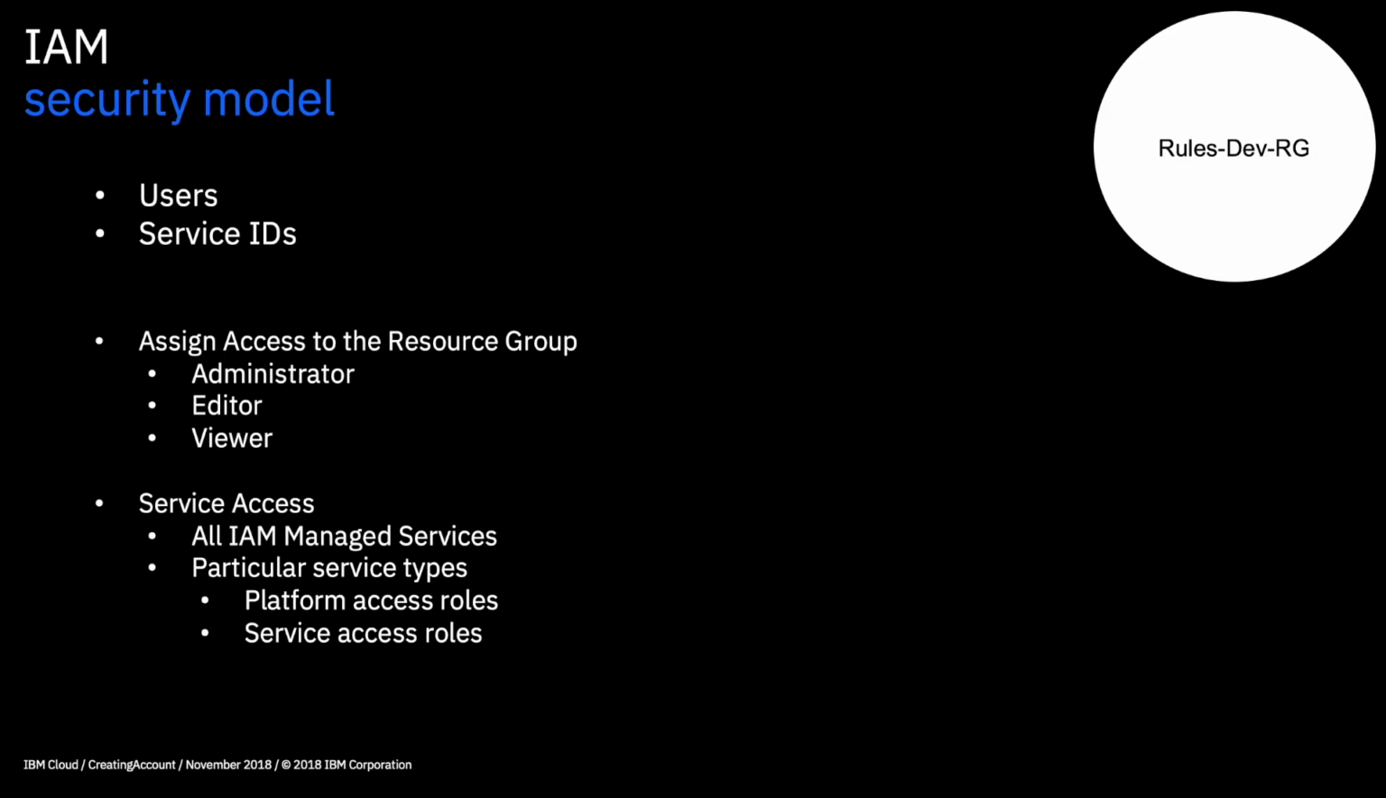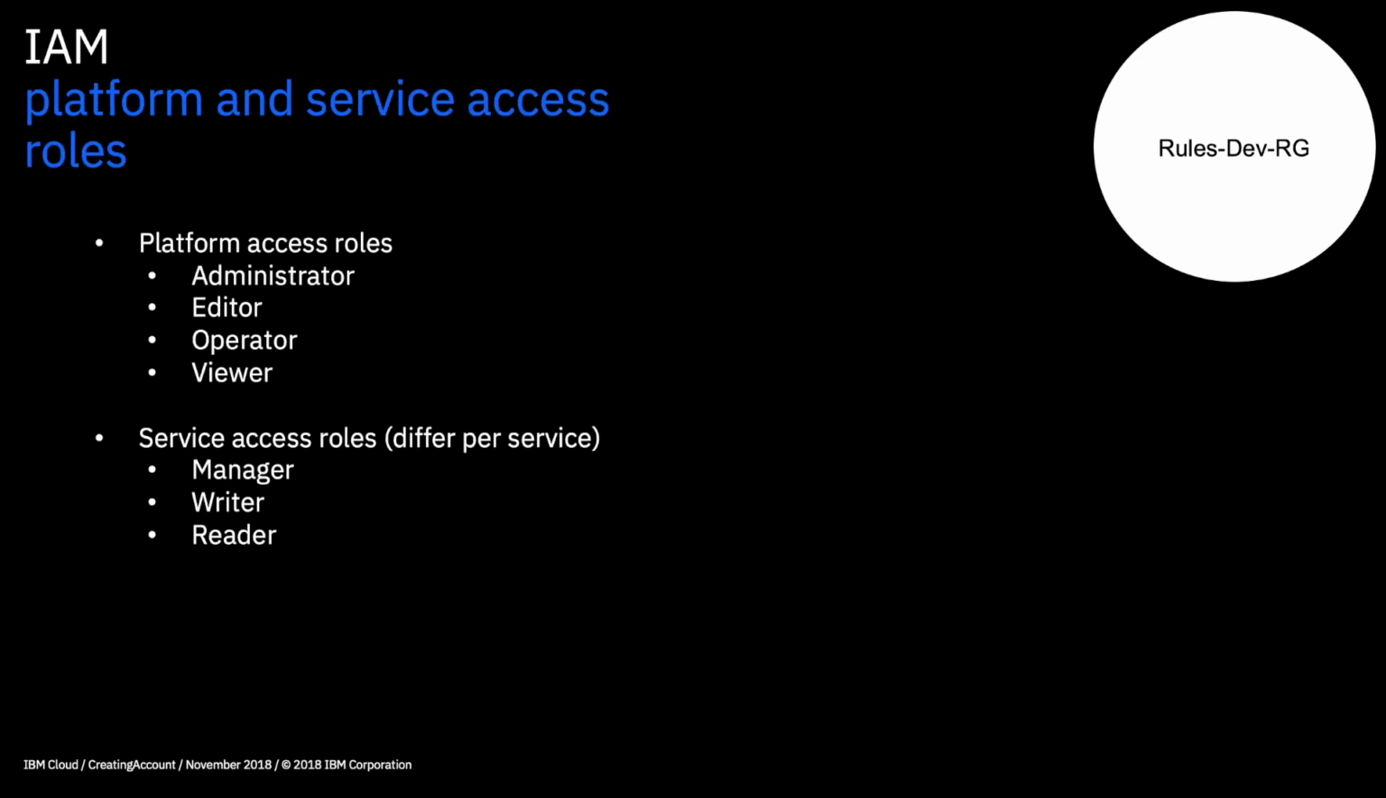In terms of service access, you can either assign access to all IAM managed services in the resource group, or if you want to only grant access to a particular service type, for example Cloudant, you can assign roles for just that service. In each case, there are platform access roles for the service, and then there are service access roles. In terms of platform access roles, you have the administrator role, editor role, operator role, and the viewer role.